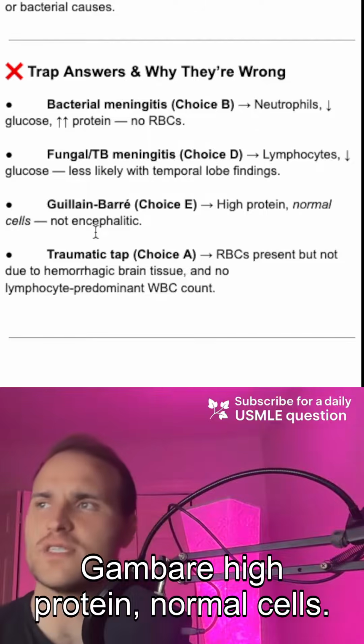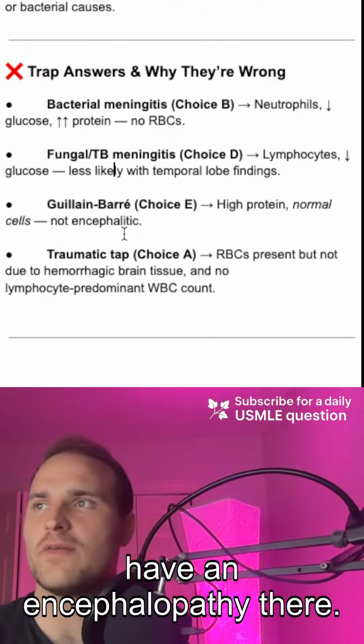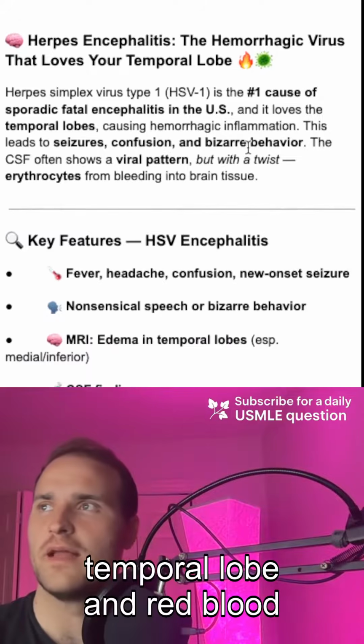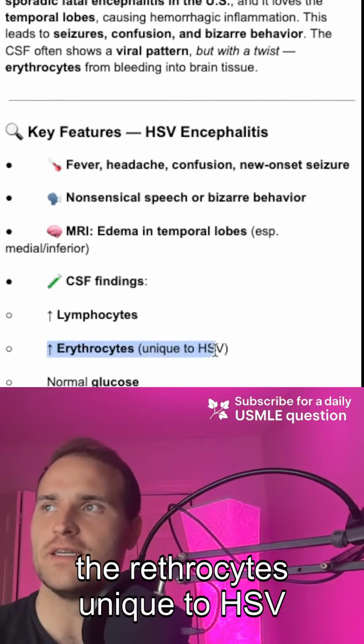Guillain-Barré, high protein, normal cells. Also, you're not going to have encephalopathy there. So just think of the temporal lobe and red blood cell presence, the erythrocytes unique to HSV encephalitis.